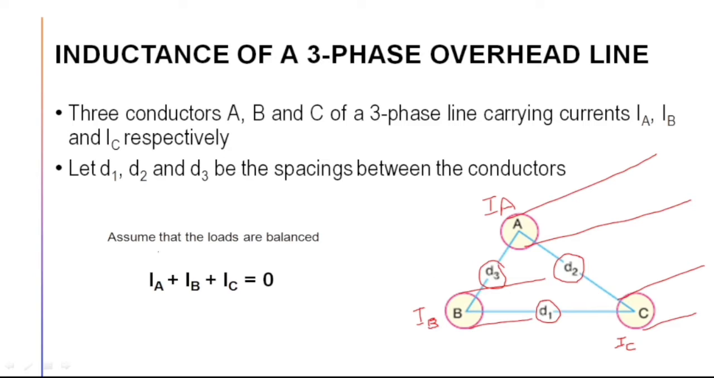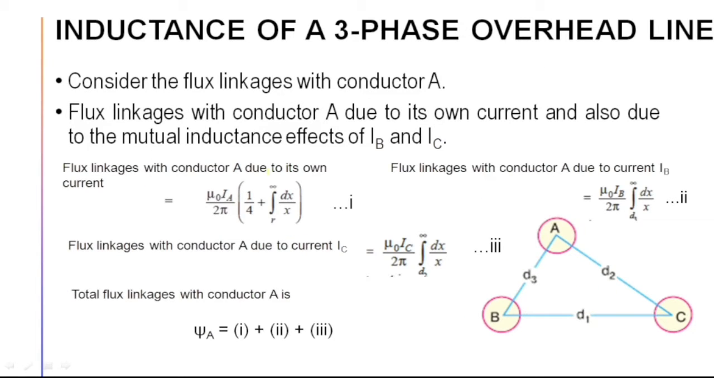Assume that the loads are balanced. Whenever the loads are balanced, here is the condition that IA plus IB plus IC is equal to 0. Then, in order to calculate the inductance of a three-phase overhead line, consider the flux linkages with conductor A. Consider the flux linkages with this particular conductor A.